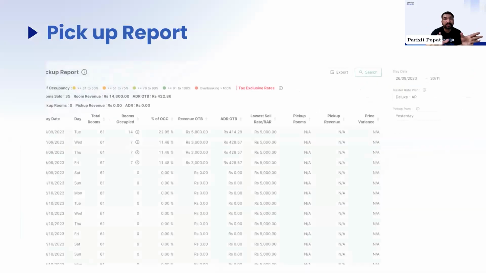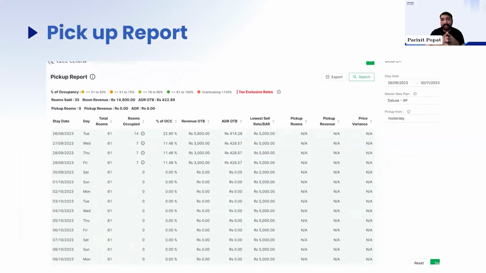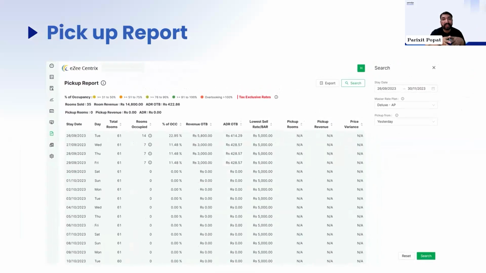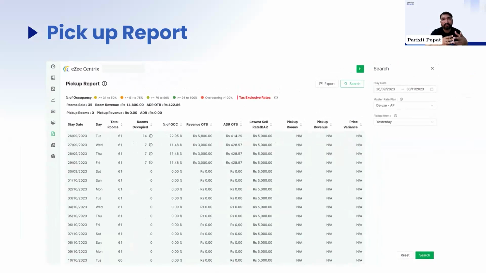Another important factor that we discussed is your pickup report, which is going to be emailed to you every day, 9 o'clock in the morning, where you will be able to see what changes happened between yesterday and today for the next 30 days, 90 days, 180 days, and 300 days, depending on how far your bookings are coming.